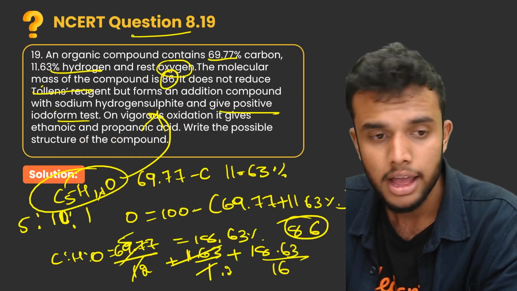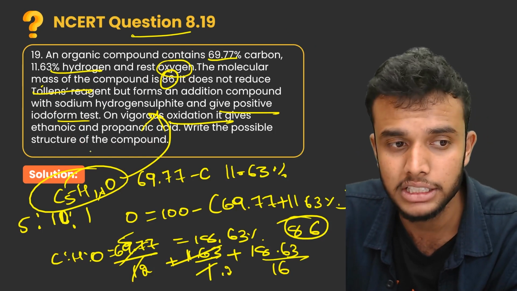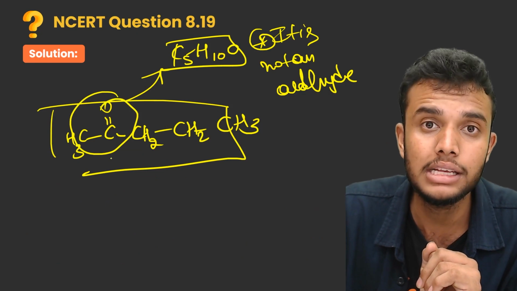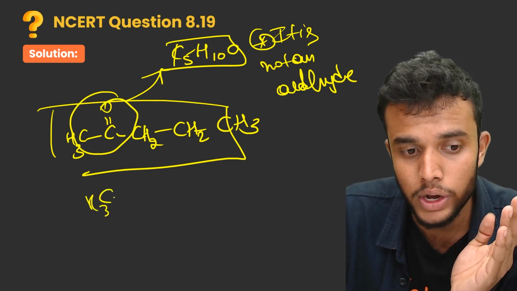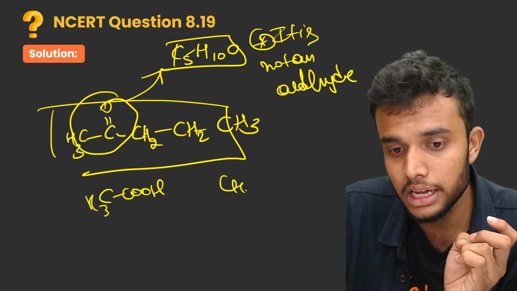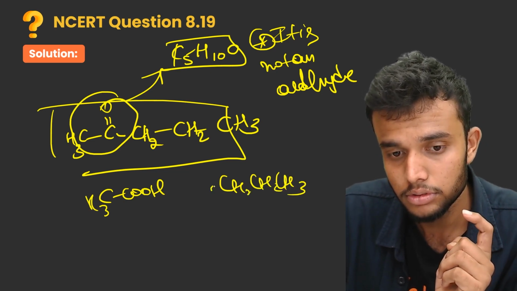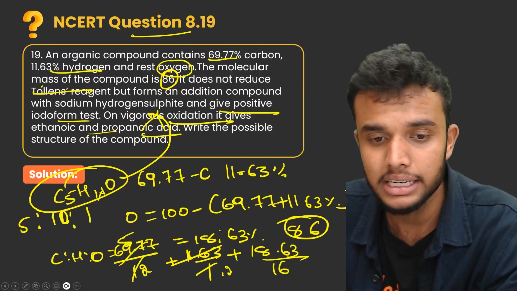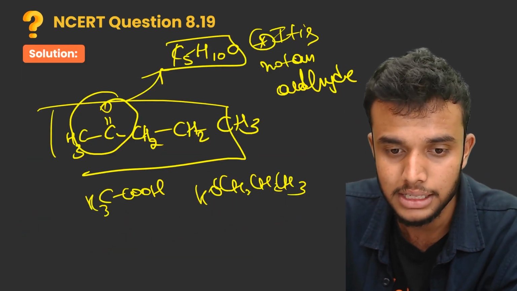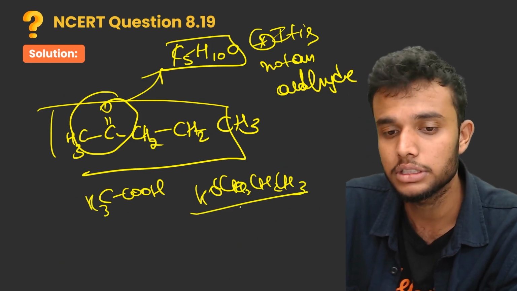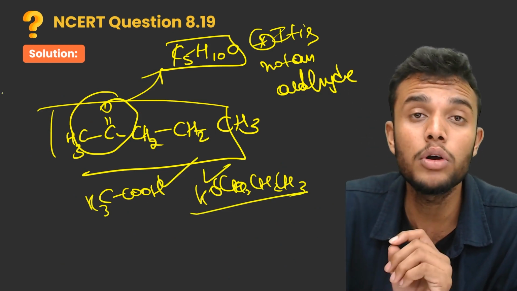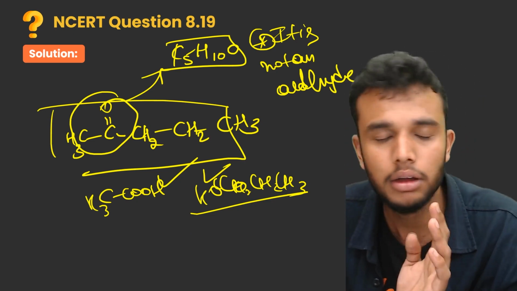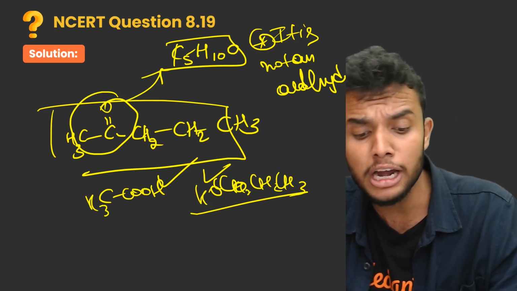Why? Because with vigorous oxidation, it gives ethanoic acid and propanoic acid. What happened? Ethanoic acid is nothing but CH3COOH is formed. Similarly, CH3CH2COOH is formed. Understood, students? Propanoic acid is formed, and propanoic acid is nothing but COOH and CH2CH3. Clear? Understood? The probable structure of the compound is this one. It's pentan-2-one. If you have any doubt, let me know in the comment section.